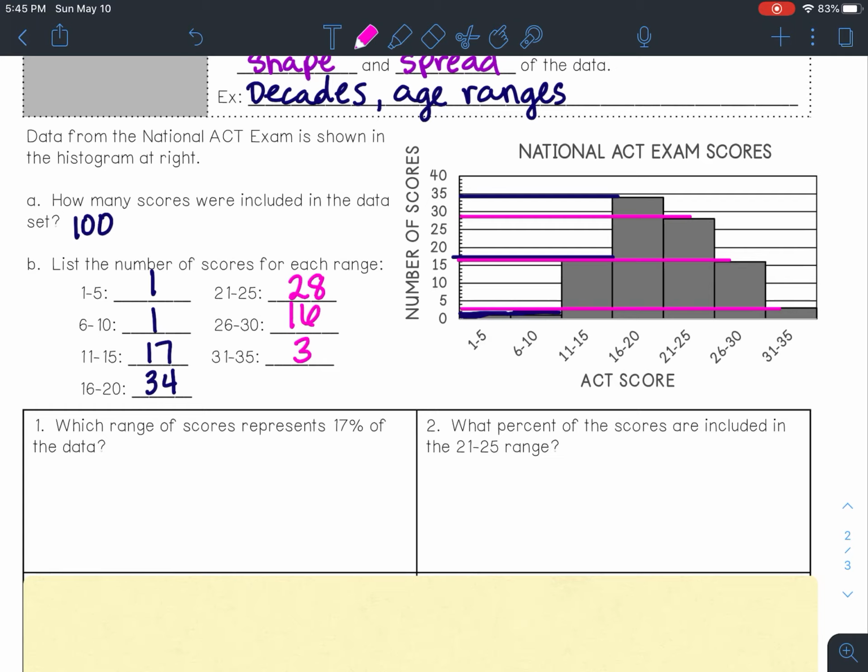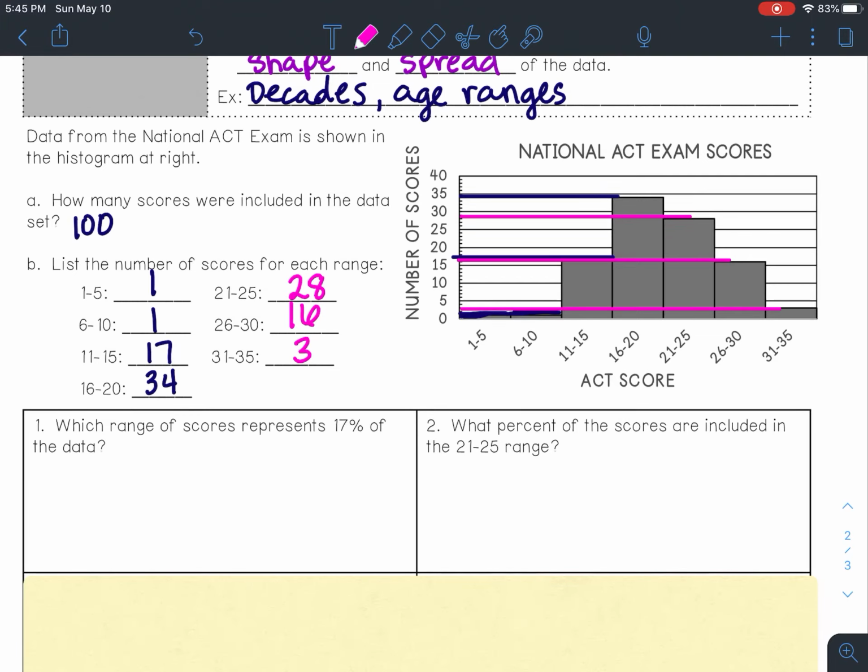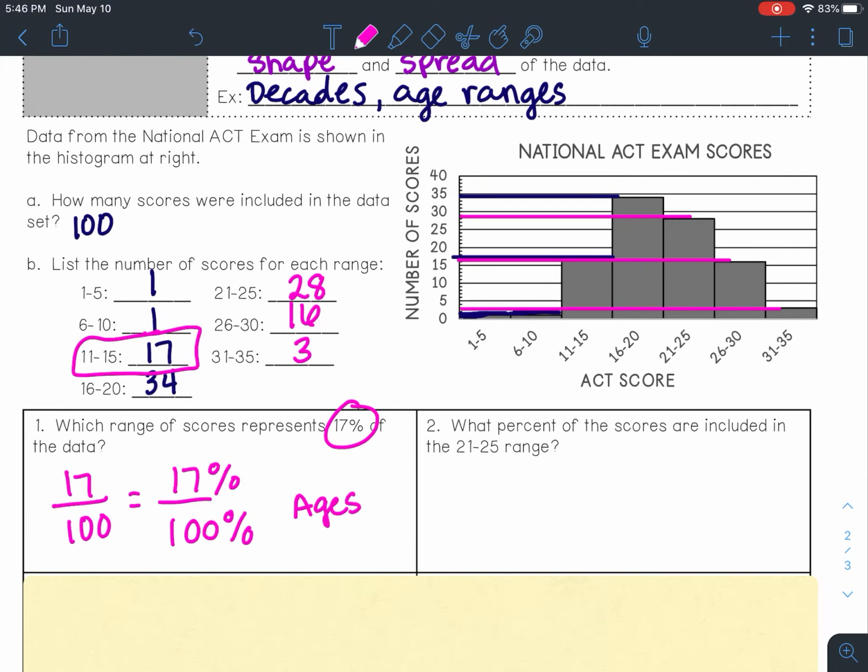So the next question says, which range of scores represents 17% of my data? Now, because I have 100 pieces of data, that could represent 100%. Now, I'm looking for 17%, and these two are equal, so I'm looking for this number here, 17. So the ages 11 through 15. That represents 17% of my data.